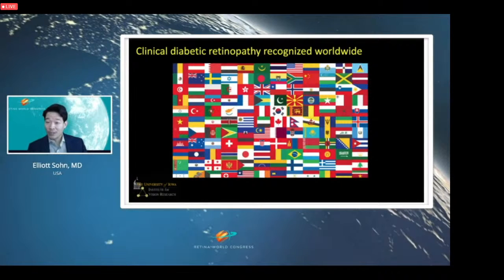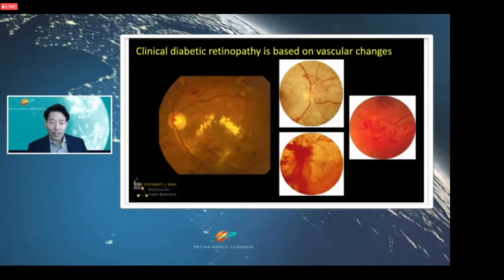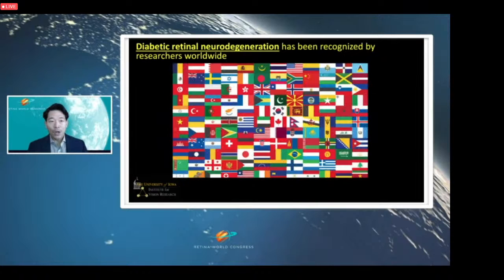As this is a World Congress, we have to recognize that clinical diabetic retinopathy is really something that everyone in the world knows about, and it's more along the lines of a microvascular disease. We see diabetic retinopathy as clinically significant diabetic macular edema, as neovascularization, as hemorrhage. These are all microvascular complications of diabetes mellitus in the eye. On the other hand, diabetic retinal neurodegeneration has been increasingly recognized by researchers worldwide and is gaining more attention from clinicians as well.